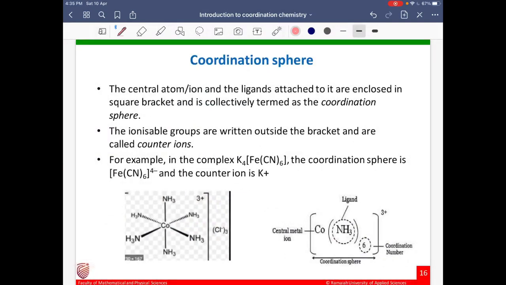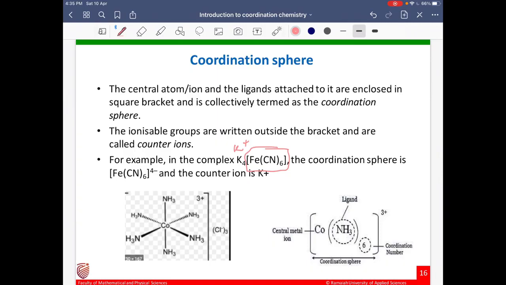Next is coordination sphere. The central atom or ion and the ligands attached to it are enclosed in square brackets and are collectively termed the coordination sphere. The ionizable groups are written outside the bracket and are called counterions. In the complex K4[Fe(CN)6], the coordination sphere is [Fe(CN)6]. Normally, we put the coordination sphere inside a square bracket, and the counterions are K+ ions. Here K4 means K+ ions are the counterions.